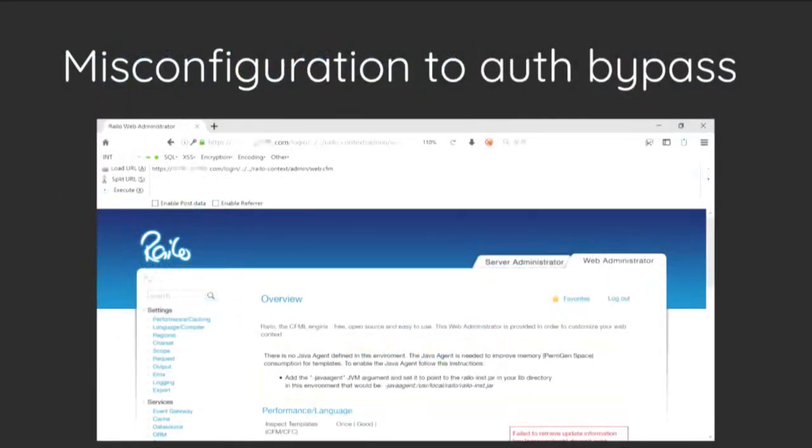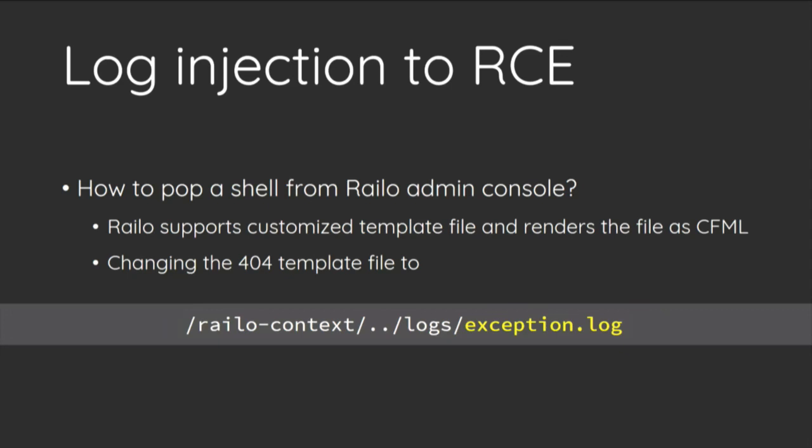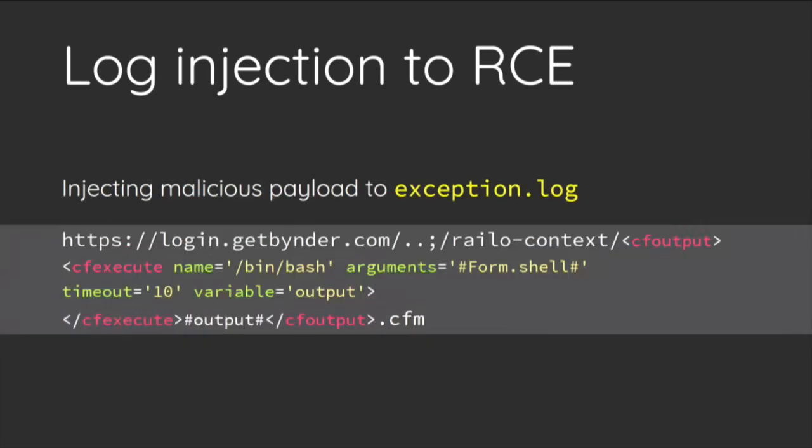Once we enter the interface, the next question is how to pop a shell. In Railo, there are several ways to pop a shell, but due to the requests being dispatched to different servers, we need to minimize our steps. Here, we choose log injection. Railo supports many features. One is the customized template file. So we modify the 404 page to exception.log. And then we need to inject our malicious code into exception.log. However, while exploiting this, we face a problem. The log file is too large to be executed.